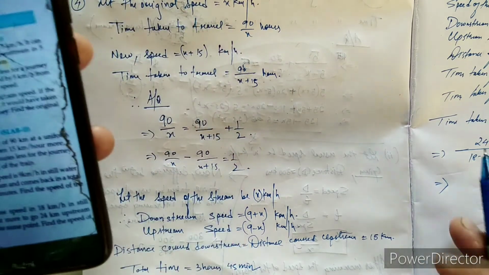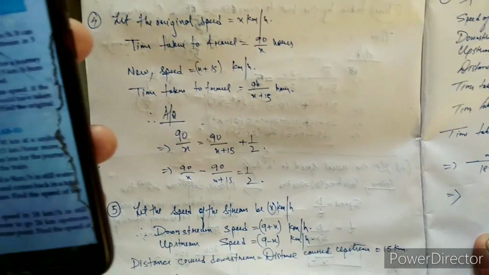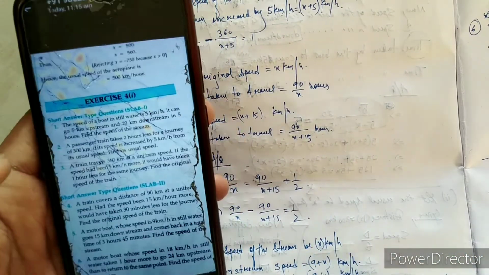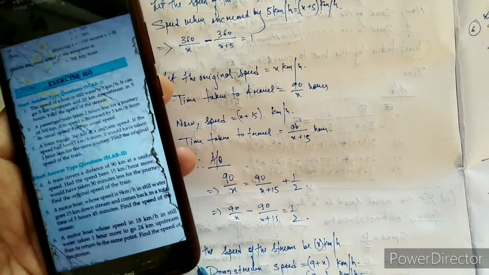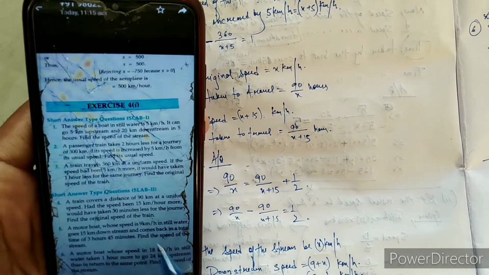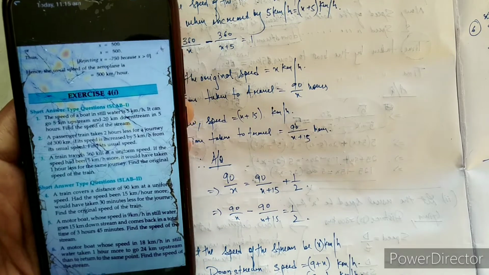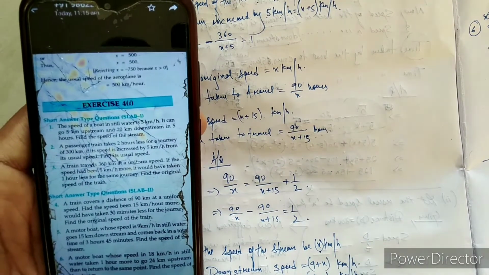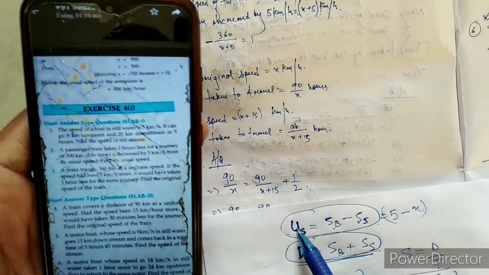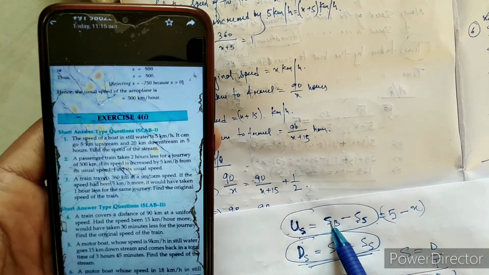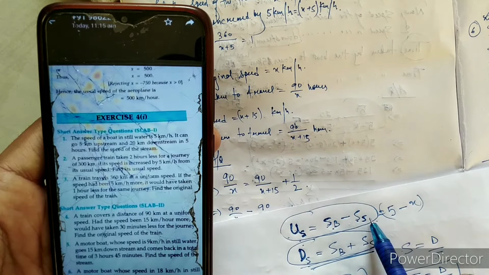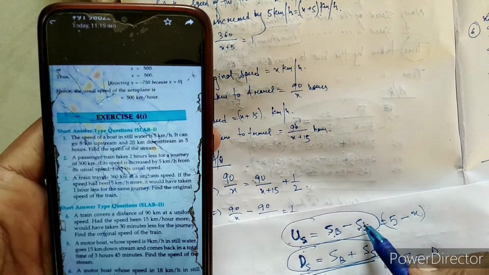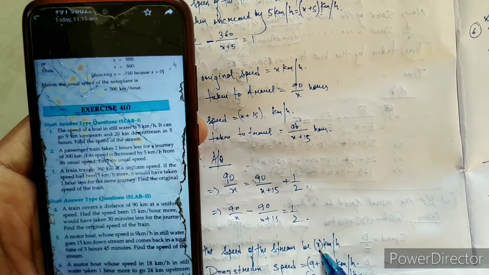Now one thing you should understand, a motorboat whose speed is 9 km per hour. This I've directly written here. What you have to find out here is the speed of the stream. Let the speed of the stream be x. As I told you, upstream speed is equal to what? Speed of the boat in still water minus speed of the stream. According to this question, the speed of the stream is given to be x.